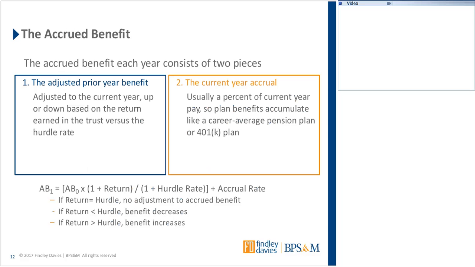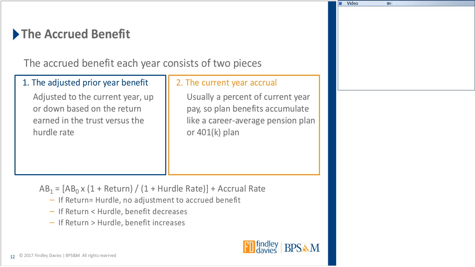So when we look at an actual accrued benefit in a variable benefit concept, we really have two key pieces here that we want to look at. We've got the adjusted prior year benefit that's being affected by the investment returns, and we have the current year accrual. The current year accrual is the easier piece to talk about. This is just what the participants are earning in the current year, and generally, I recommend this is set up to be something like 1% of pay, so that it accumulates like a career average plan or a 401k design where it's based on current year pay.